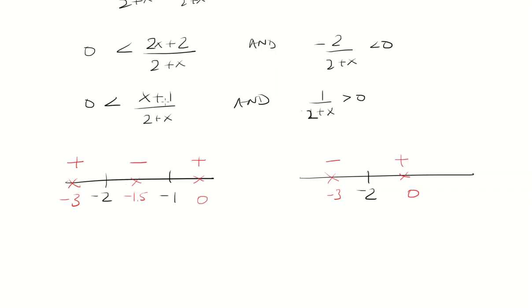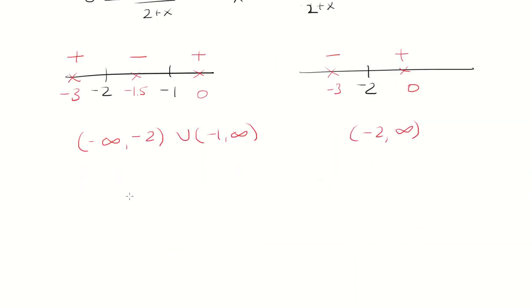So we're looking for when both of these inequalities are greater than 0. So for this one, it's greater than 0 for x being between -infinity and -2, and then -1 to infinity. This one is -2 to infinity. So we're going to combine these solutions and see where they intersect.